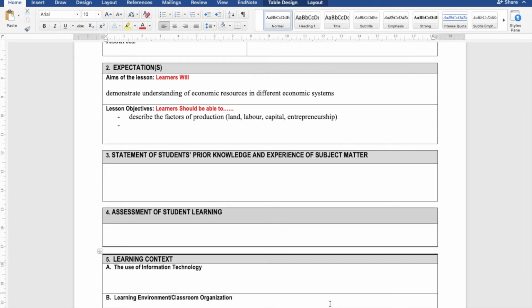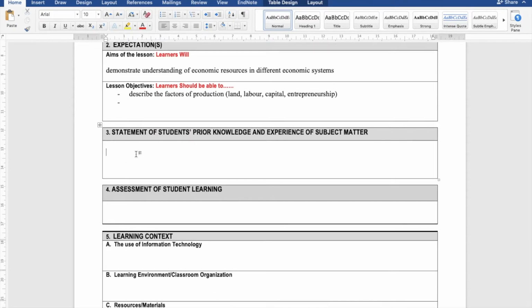All right. Then once you're done, you come to component number 3. Statement of students' prior knowledge. All right, statement of student prior knowledge. What do they mean by this? All right, remember that these learners of yours, they already know something about land. They already know something about labor because that is the topic for the day. Do not focus on the topic, focus on the objective. Learners should be able to, because this is what you're supposed to teach in that lesson for that day.